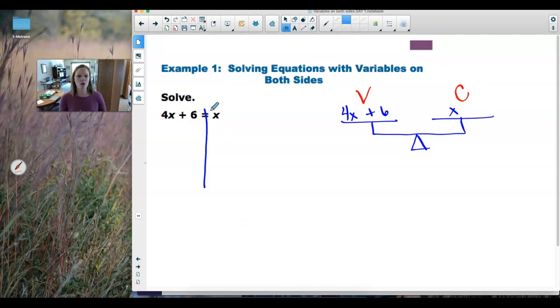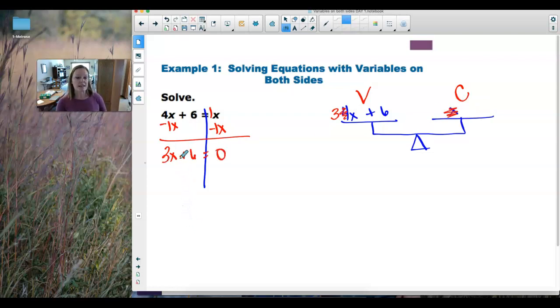Okay, so I'm going to get rid of the x on one side. Well, if I subtract an x, remember there's a 1 in front of there, that means I also have to take an x off the other side in order to keep it balanced. So I need to minus an x from this side also. And now what I have is 3x plus 6 equals, well, there's really nothing there, 0.